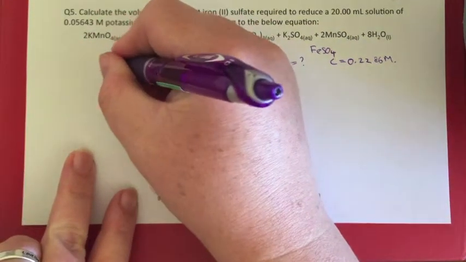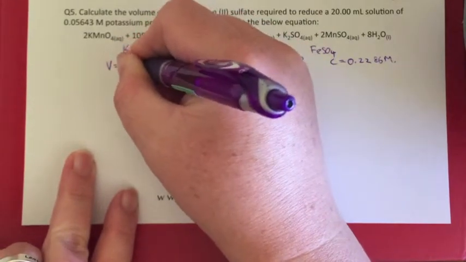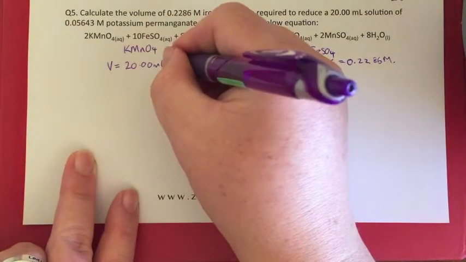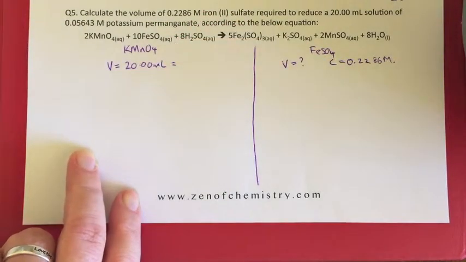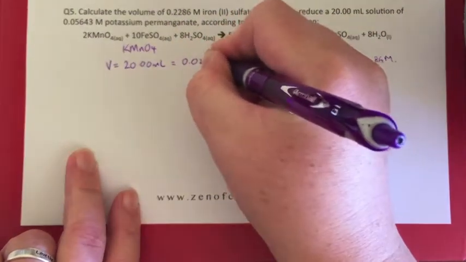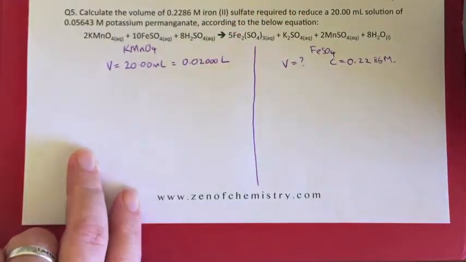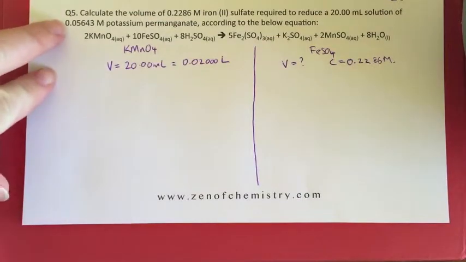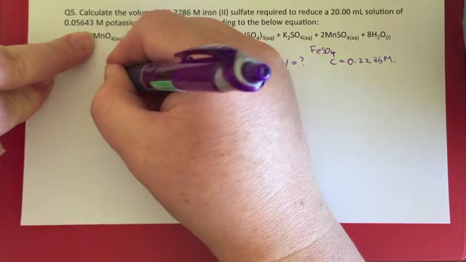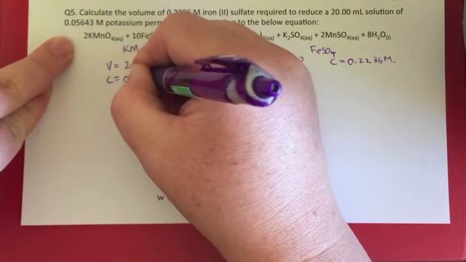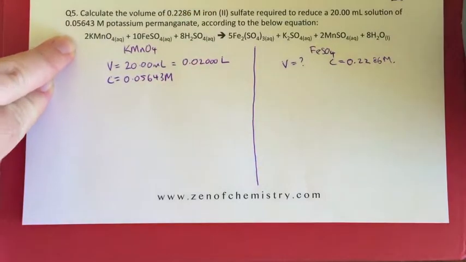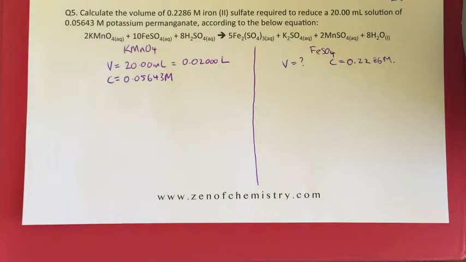So we've got a volume of potassium permanganate, 20.00 mils. I'm going to convert that straight away into litres so we don't make a mistake later. So that's 0.020 litres of 0.05643 molar potassium permanganate. So we've got a concentration, 0.05643 molar, according to the below equation.